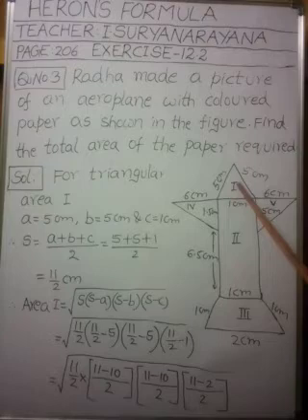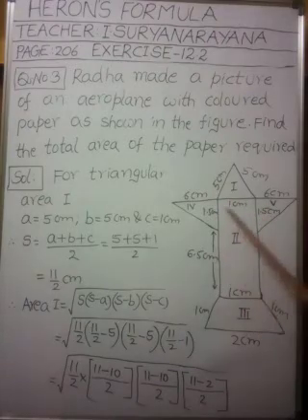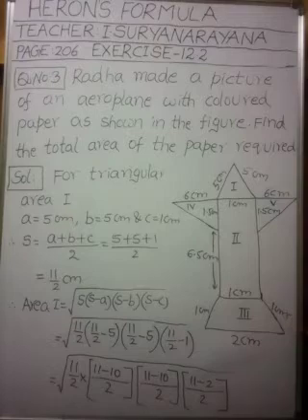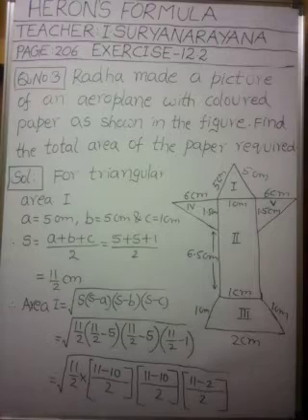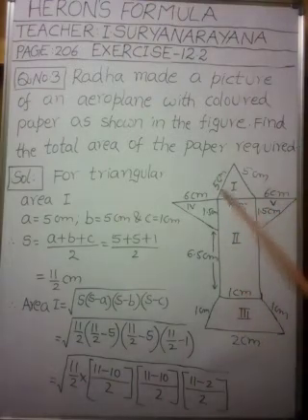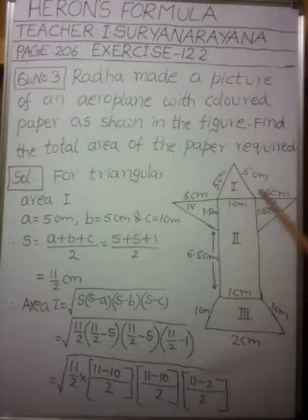The entire aeroplane is divided into different geometrical figures. This is a triangle, this is a right angle triangle, this is also a right angle triangle. If you observe, this is a rectangle and this is a trapezium. Understood, my children? By adding the areas of all the geometrical figures, we get the area of the airplane, that is, the area of the paper required. Now come to the first triangular shape area.